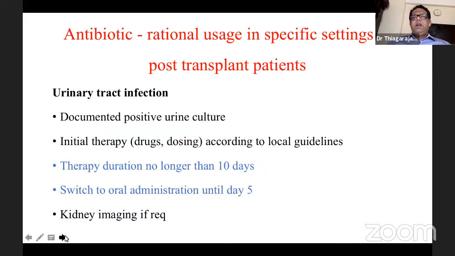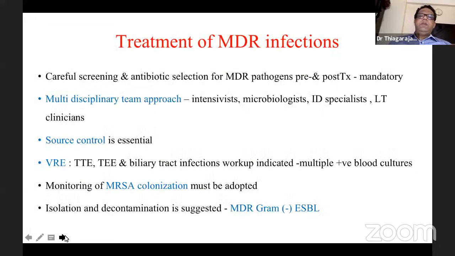When we have urinary tract infections in post-transplant settings, the best approach is to use antibiotics for not more than 10 days. Whenever you can convert to oral antibiotics after day 5, you should attempt to do that. And when there is a persistent infection, we should try to look for local causes like cystitis or any stones in the kidney rather than continuing with antibiotics indefinitely.